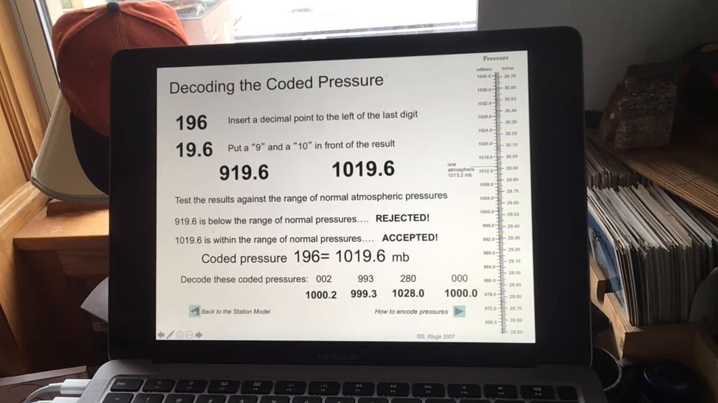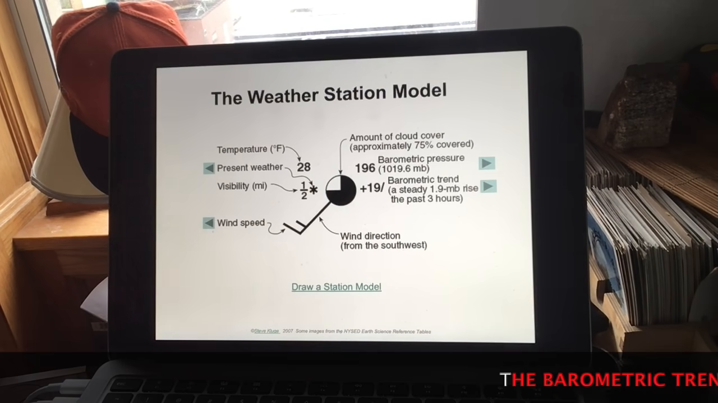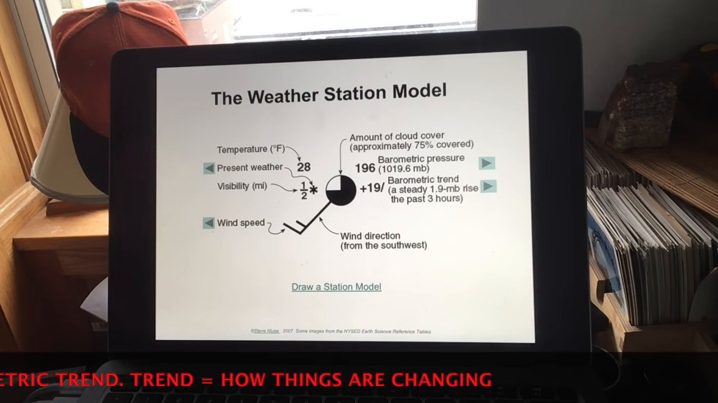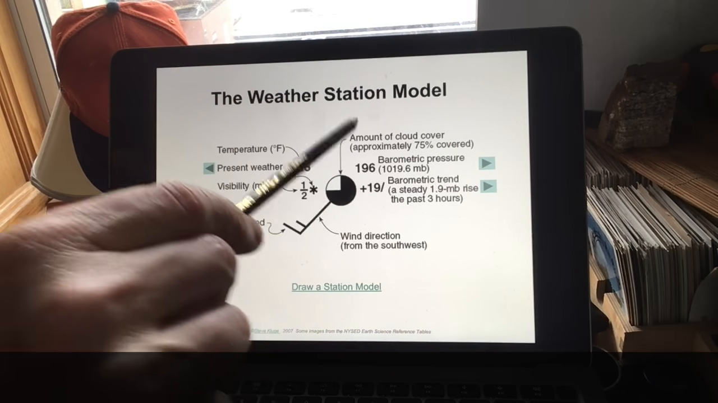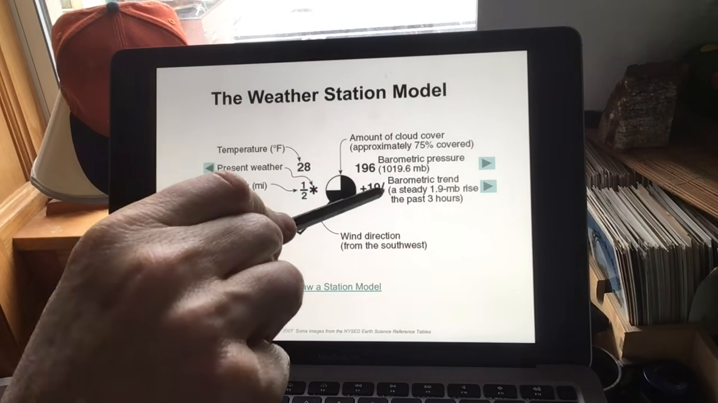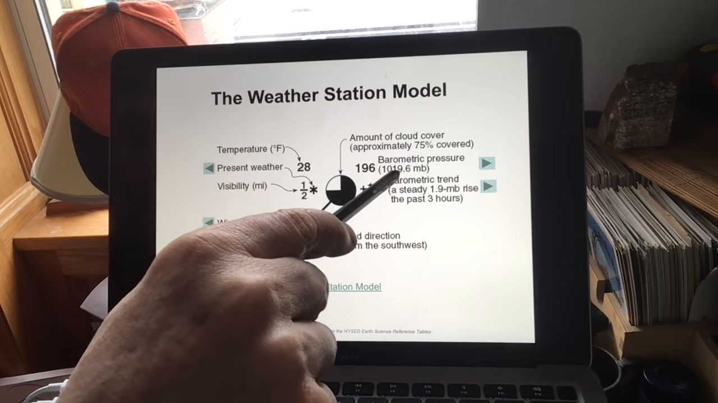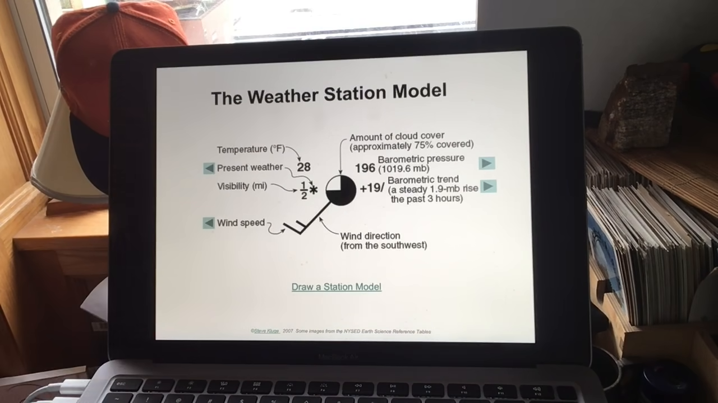Okay, that's decoding. Then, oh my God, the next part, so confusing. What was the barometric pressure 3 hours ago? That is what this plus or minus with a forward slash or a backslash can tell you. In this case, the current air pressure is 1019.6, indicated by 196 on the station model, and the barometric trend has been going up, which means 3 hours ago, it had to be lower.